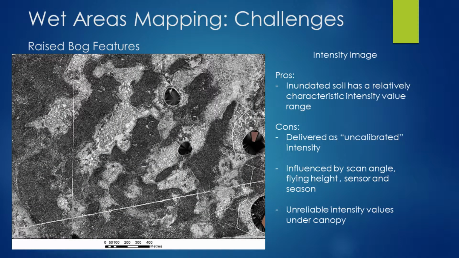Now we're looking at the intensity image. This is the intensity of the LiDAR returns back to the sensor relative to the target object. One of the pros, I guess we'll start with, is that inundated soils can have a fairly characteristic intensity value range. You can see here that they stand right out where these wetland features exist. They tend to have a higher value for the inundated soil. But one of the issues is that this LiDAR intensity information is delivered as an uncalibrated data set. There are some vendors and some sensors now that can actually create what's called calibrated intensity values.